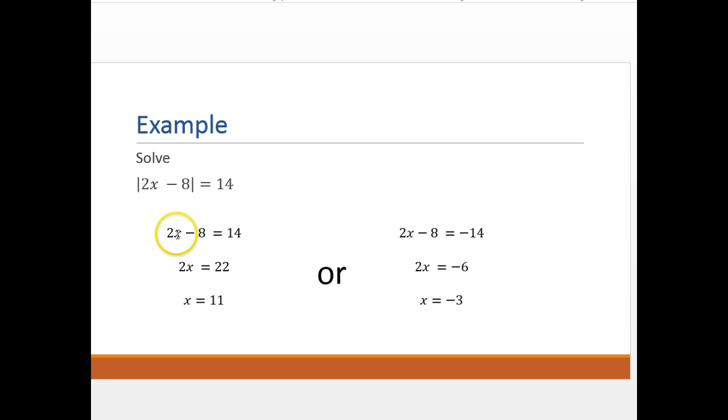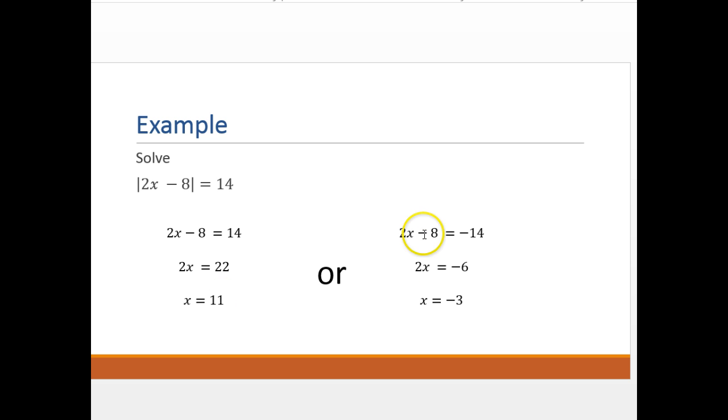My first equation is 2x minus 8 equals 14. My second equation is 2x minus 8 equals negative 14. I'm going to solve both of these separately. 2x minus 8 equals 14 tells me 2x is 22 by adding 8 to both sides. Divide both sides by 2, I get x is 11.